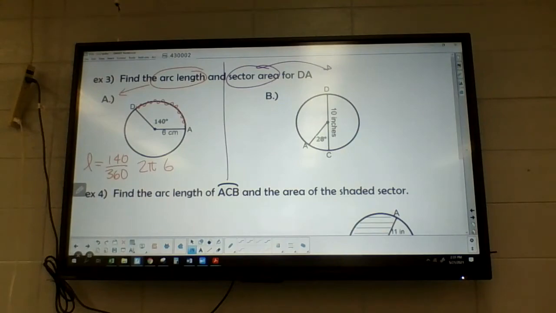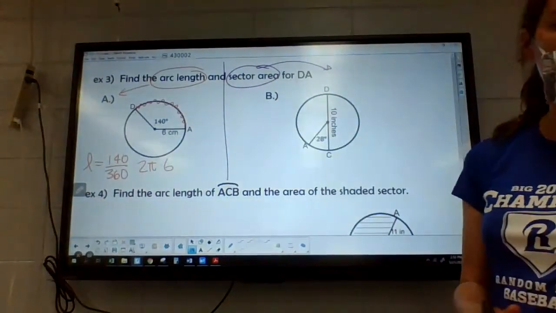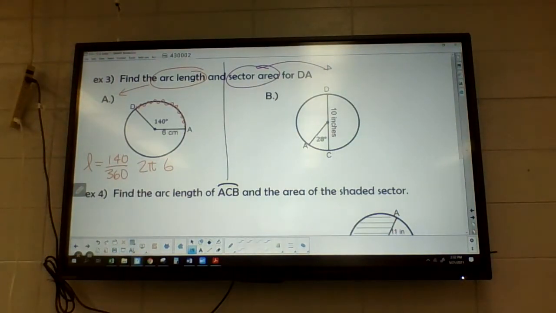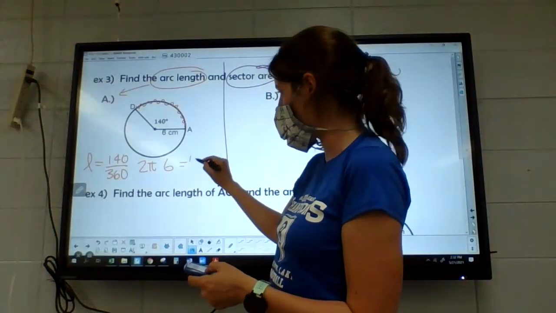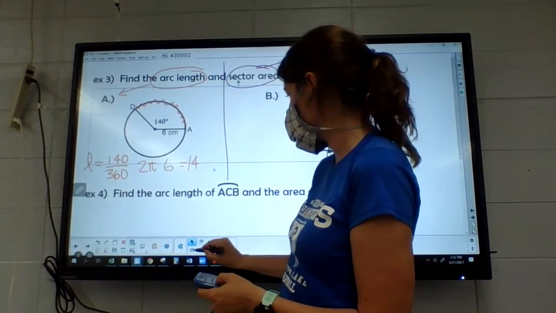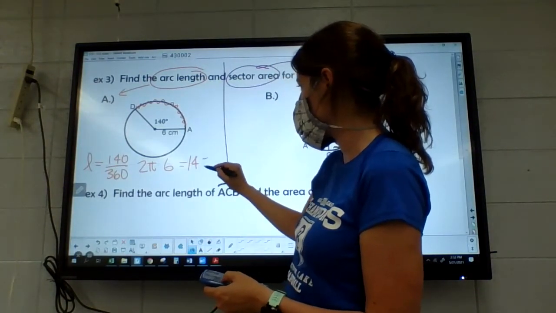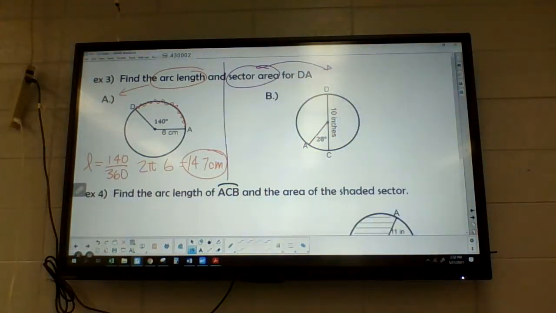So again, I like working backwards with this. So I'm basically going to multiply this way. Just my calculator sometimes will be goofy about order of operations again. So this is arc length. I get 14.7, and this would be centimeters. So that'd be the arc length.